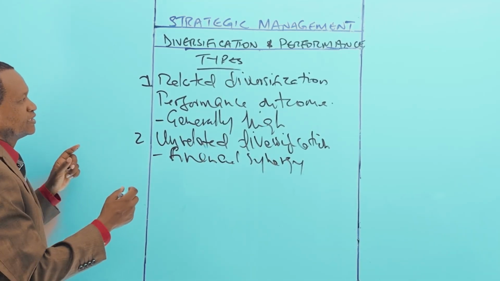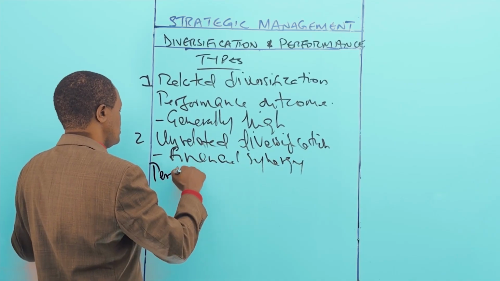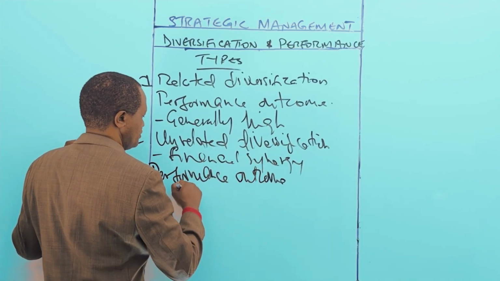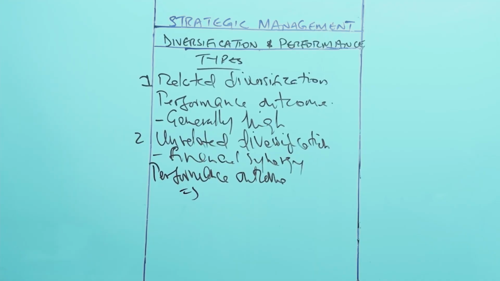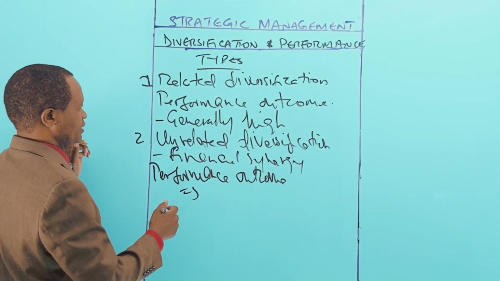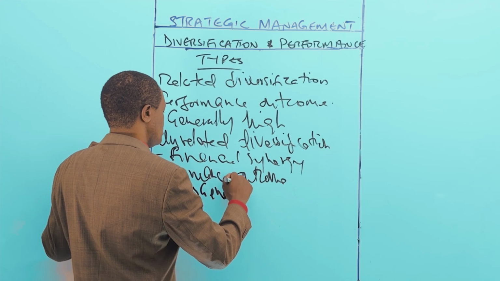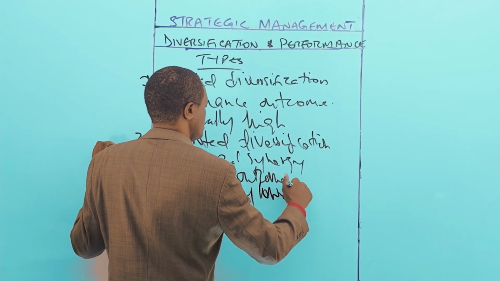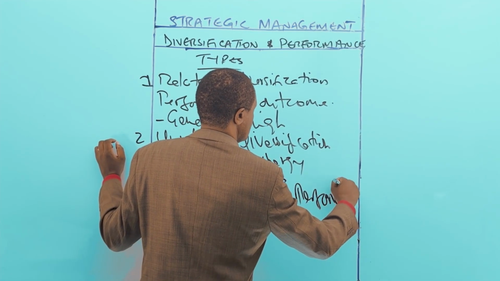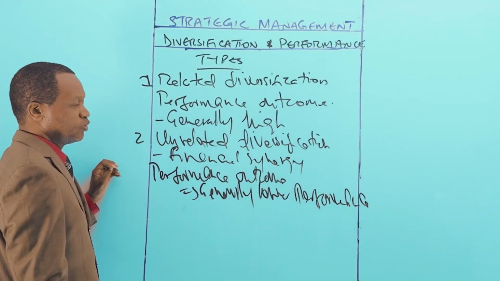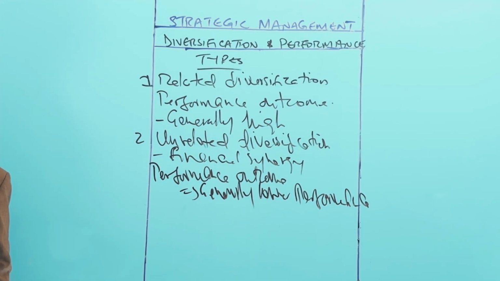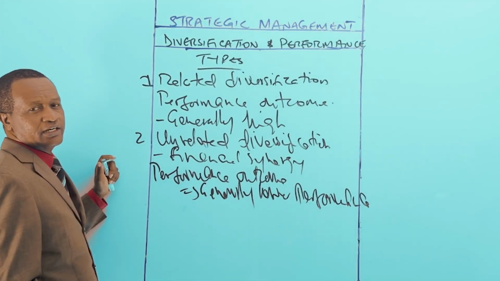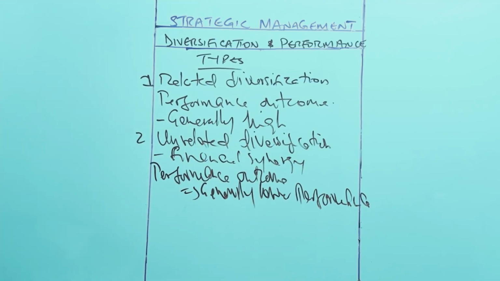So what will be the performance outcome? Here it is generally low. There will be generally lower performance. The performance is generally low, and the reason is obvious because in developed markets, we know firms often trade at a conglomerate discount because they are too complex to manage and they may lack operational synergy.